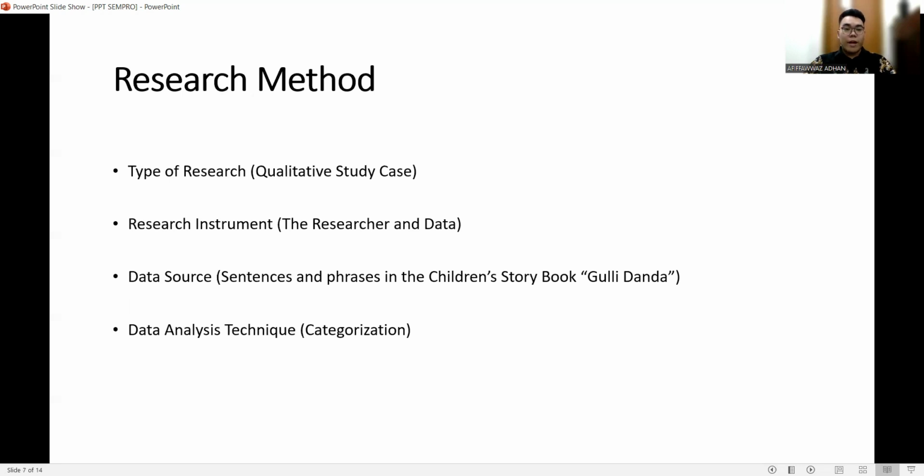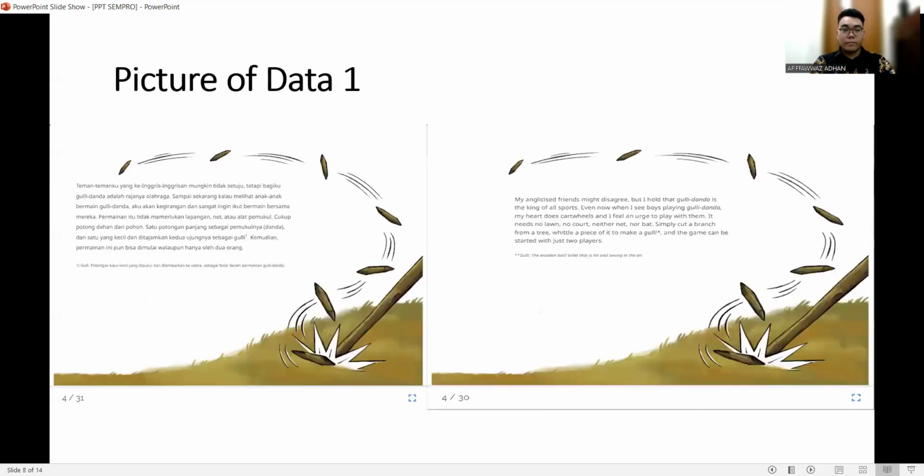And next we have research method 2. The type of research is a qualitative case study, and the research instruments are the researcher and the data. The data sources are the sentences and phrases in the children's storybook Gulli-Danda, and the data analysis technique that I use is categorization.